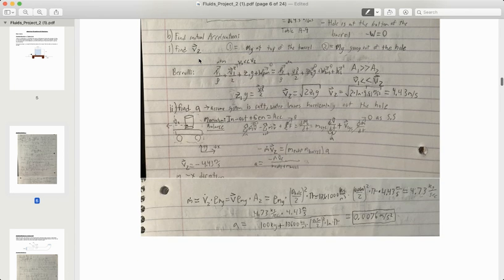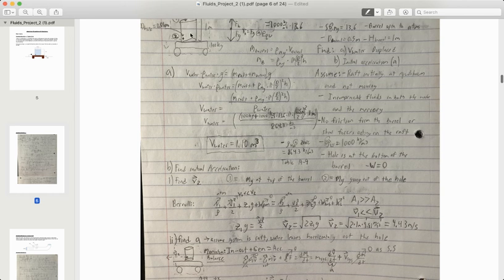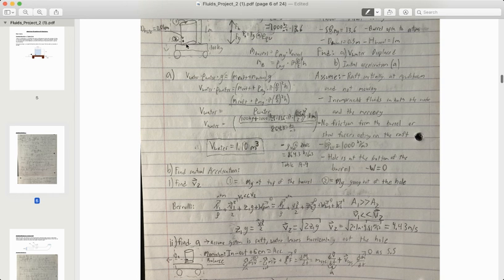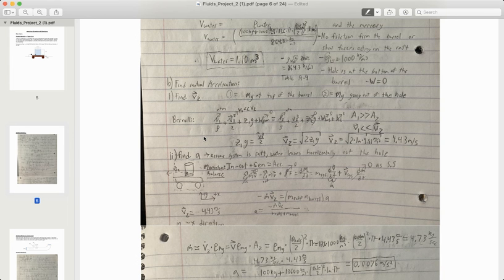For part 2, to find the acceleration, the first step is going to be to get the velocity of the fluid coming out at point 2, which is going to be the bottom here, and point 1 will be the fluid at the top of the barrel. So we'll write out the Bernoulli equation. We know that at the top of the barrel it's open to atmosphere, so we can cross out that term. We know that the fluid at the top of the barrel is going to have negligible velocity, so that one goes away. We've already assumed no work.